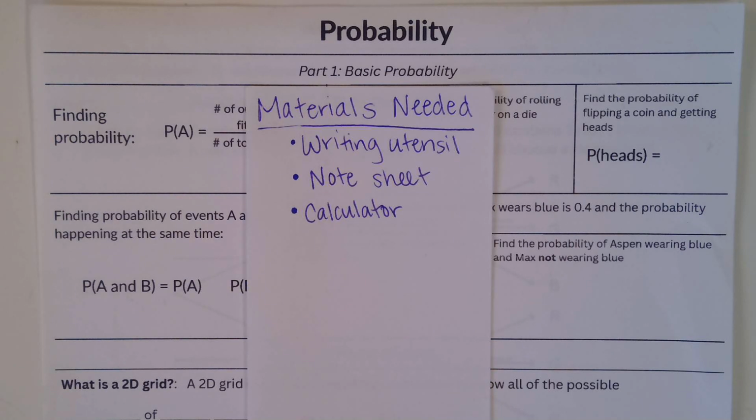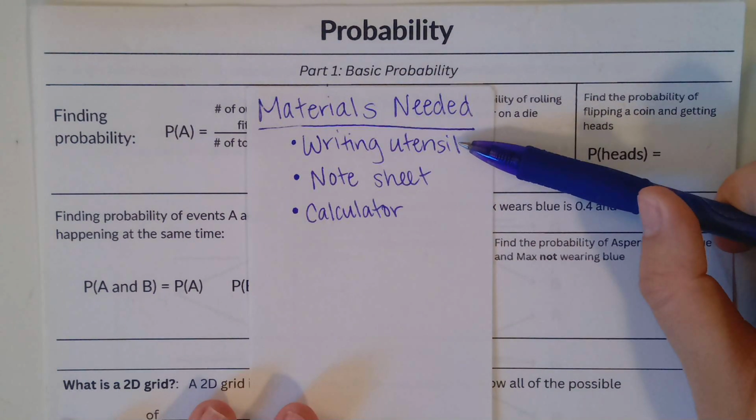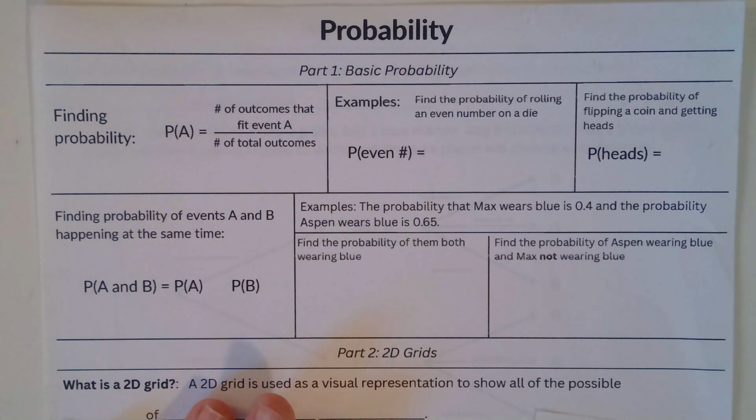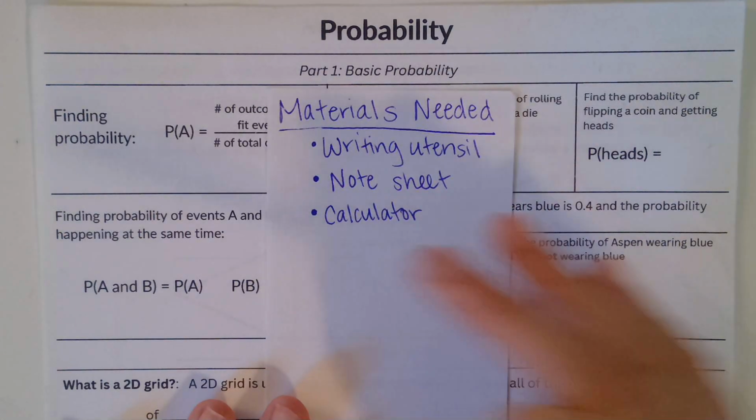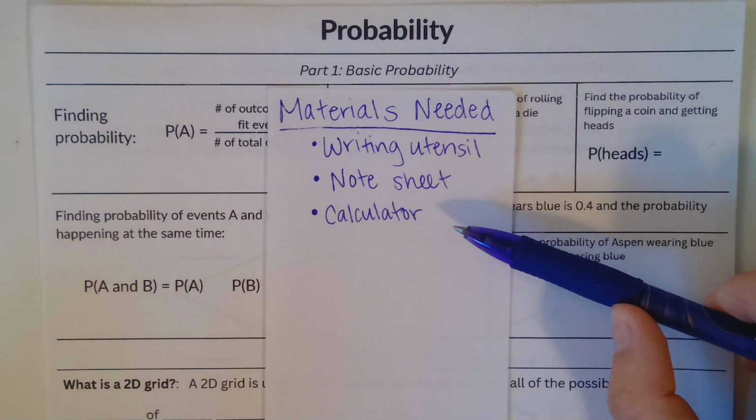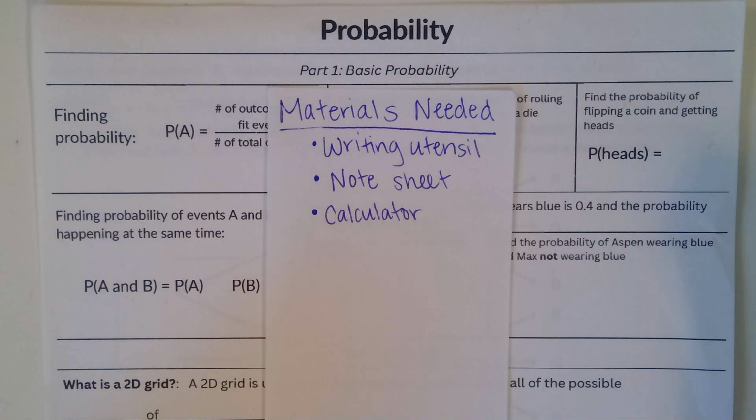This will be probability. Before I get started with the lesson though, a couple things. Just make sure that you do have a writing utensil that you can follow along and take notes with. Make sure that you have a note sheet. It should be like the one that I have here. If you do not have that, you can go ahead and ask your teacher for one. And then if you would like a calculator, you can get a calculator for this video. You probably won't need one, but just in case, you can grab a calculator.